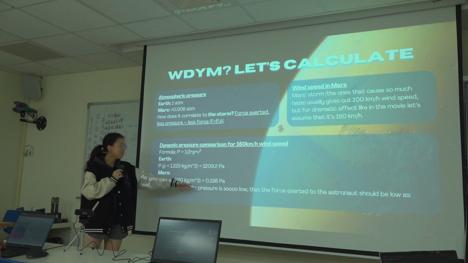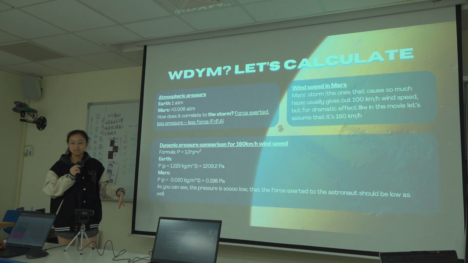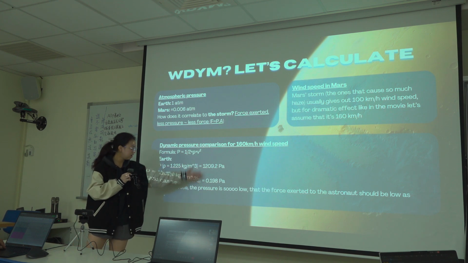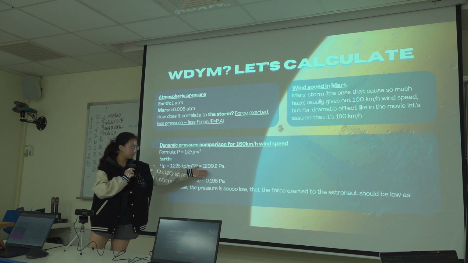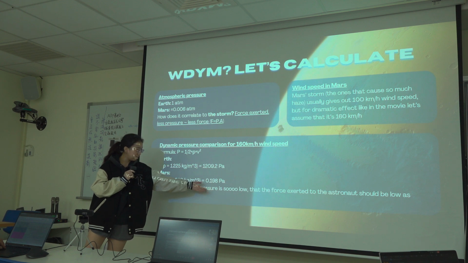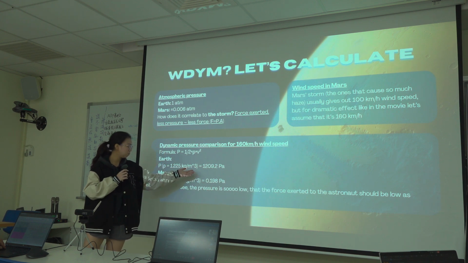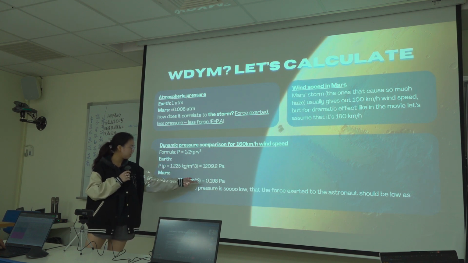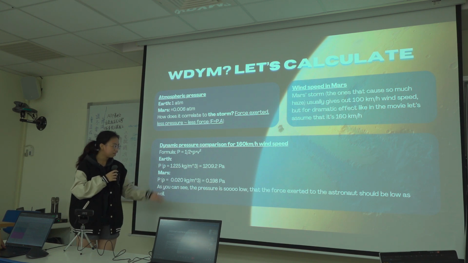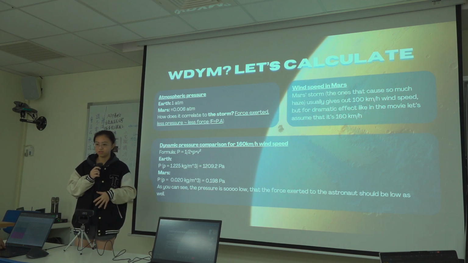So on Earth, maybe the scene shown is more accurate, because as you can see, the comparison is really large in Pa. And on Mars it should be much less, like a 10K to 1 ratio. So as you can see, the pressure is really, really low, so the force exerted on the astronaut should not be as significant as shown in the scene.